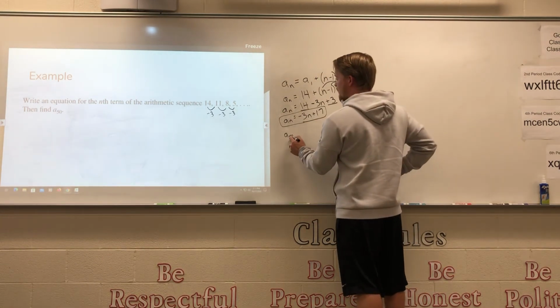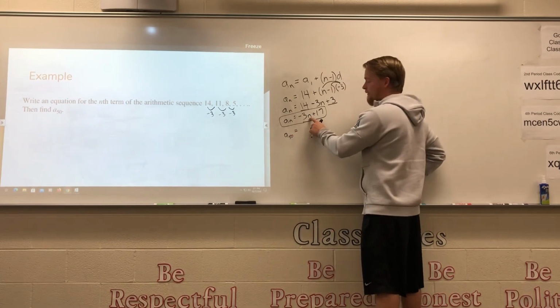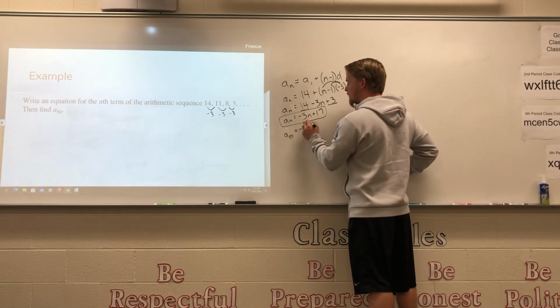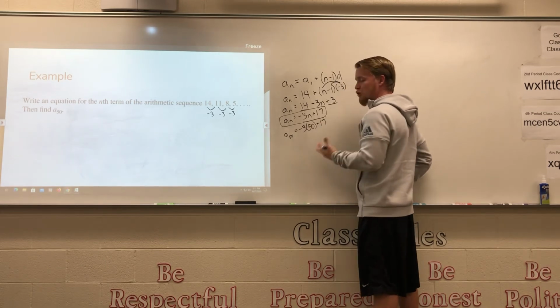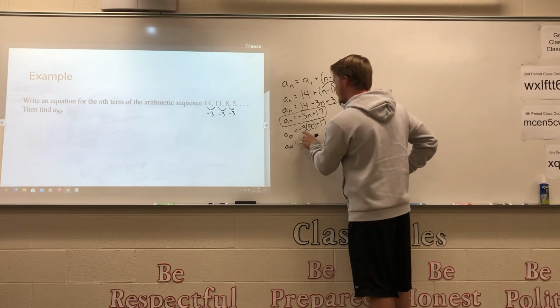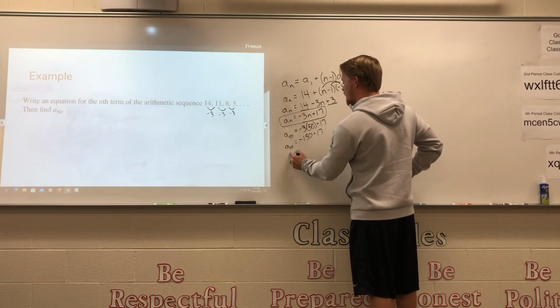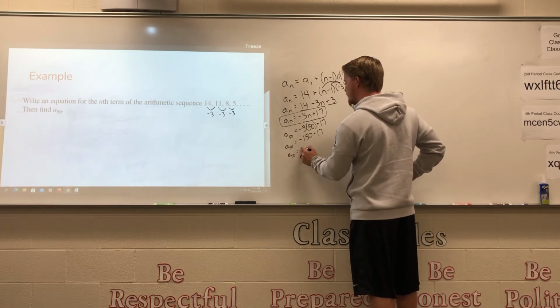So, what I'm going to do is plug in 50 for n, and that's how we're going to find this. So, negative 3, in place of n, we put 50, plus 17. And then you're just working out the math. a_50 equals negative 3 times 50 is negative 150 plus 17. And then finally I simplify that. Negative 150 plus 17 is negative 133.